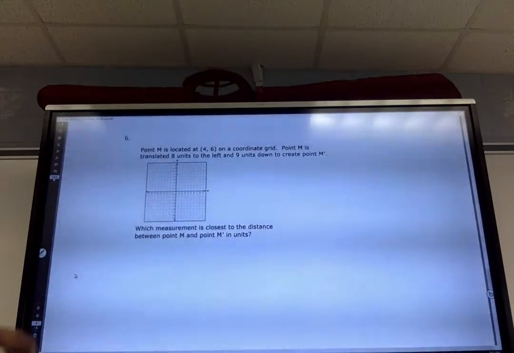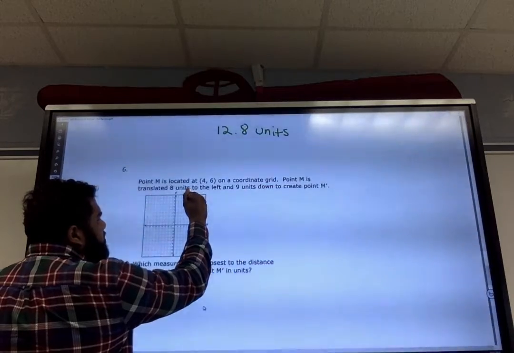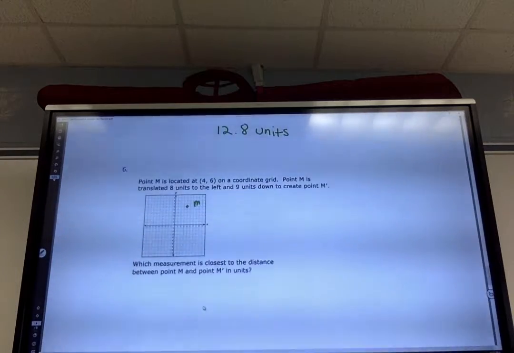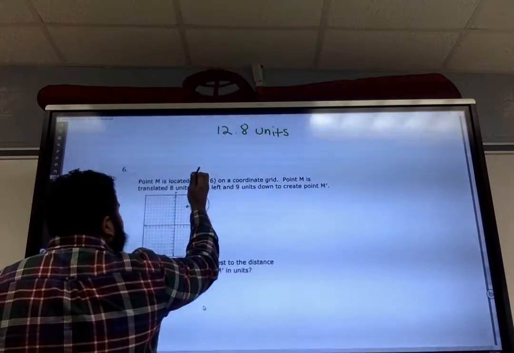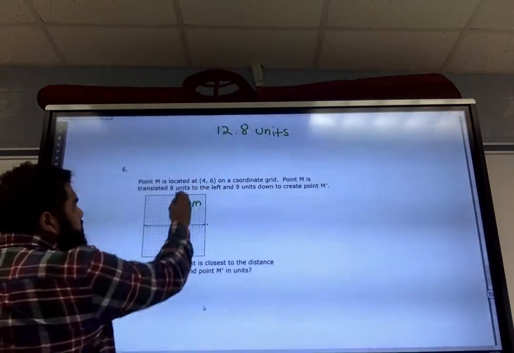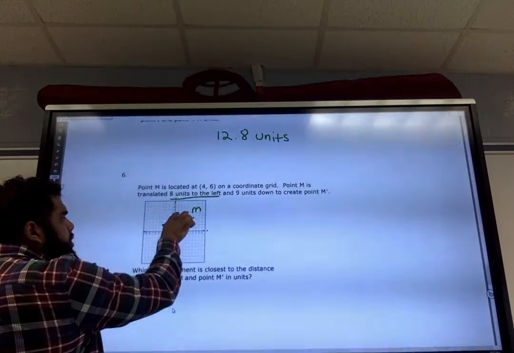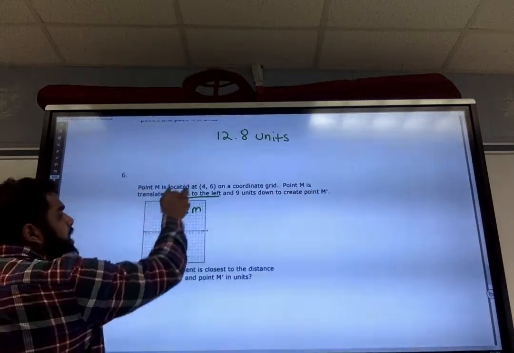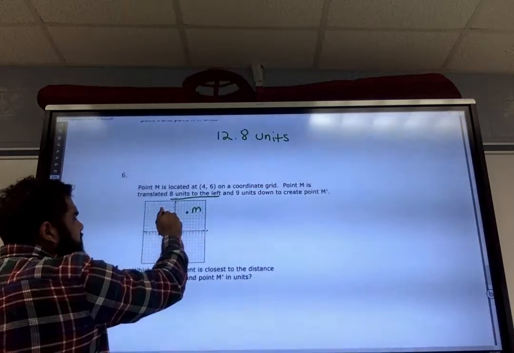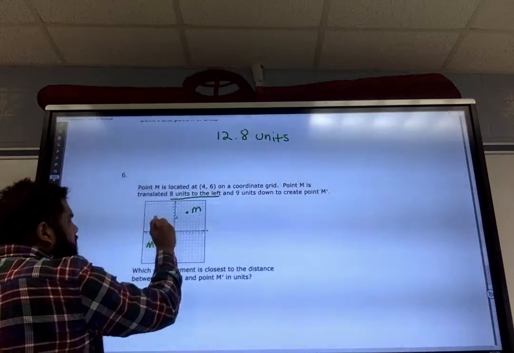Point M is located at 4, 6 on the coordinate grid. I know that it might be a little bit harder for you all to see because it might be small, and I apologize for that. But this is where M is at, 4, 6. Now, it tells me that I need to move this point 8 units to the left. So I'm going to take this point and go 1, 2, 3, 4, 5, 6, 7, 8, and then 9 units down. 1, 2, 3, 4, 5, 6, 7, 8, 9. And this is M prime.